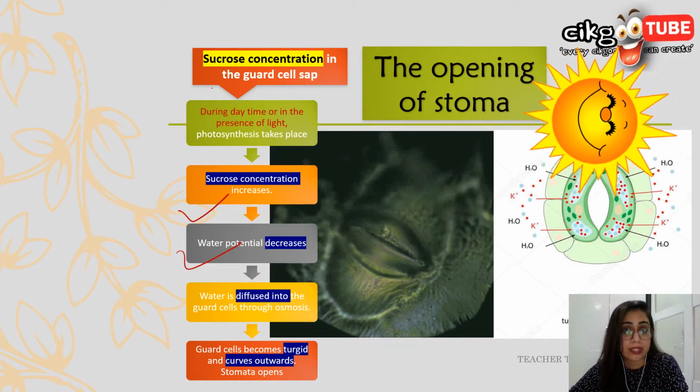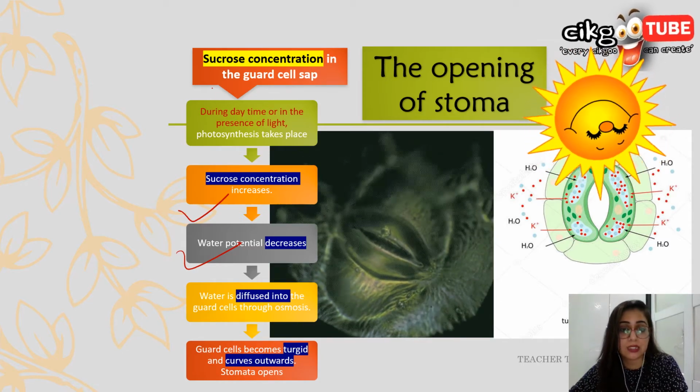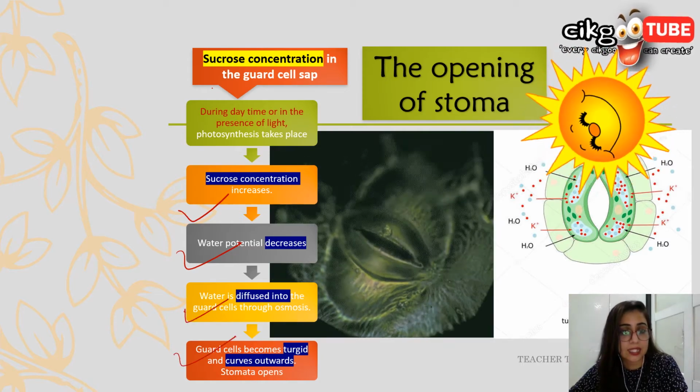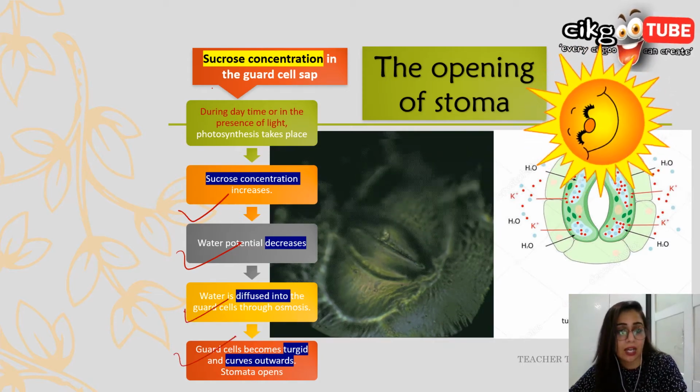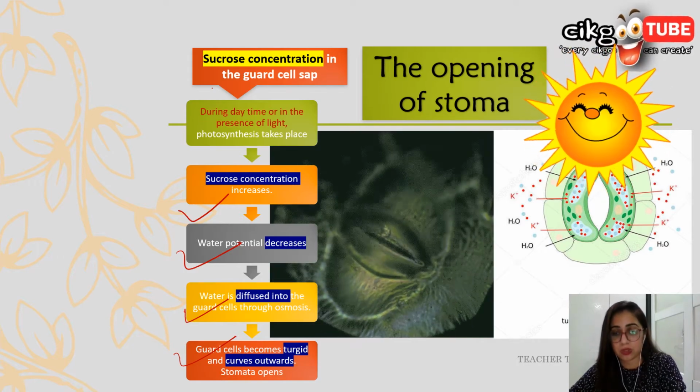So what happened? The water will diffuse into the guard cells through osmosis, and then the guard cells become turgid and curve outwards, so the stoma opens. This is for sucrose concentration.